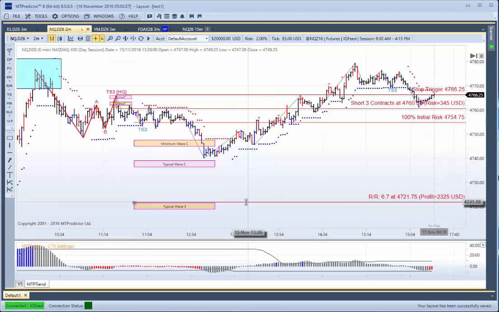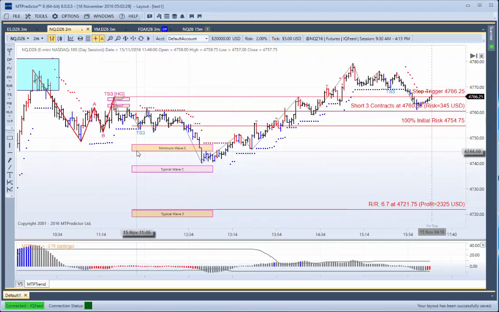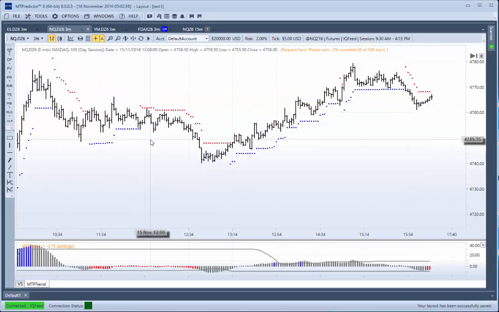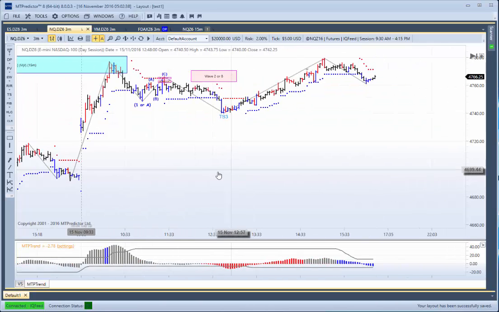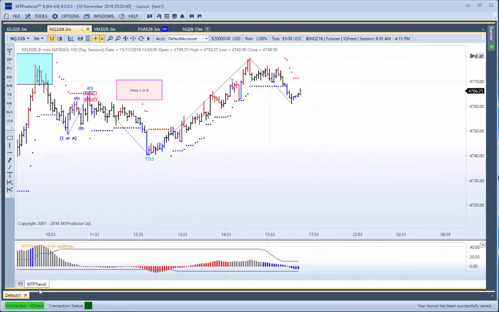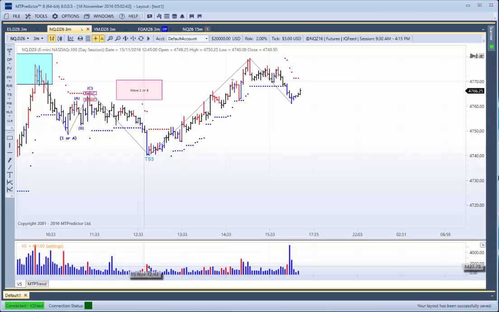As you can see, it didn't go all the way down here to our typical wave 3 WPT. It stalled and started to go back up. But there were indications, particularly on the 3-minute chart, that the market was not likely to go further because of this high volume VS bar coming in at this particular area here.